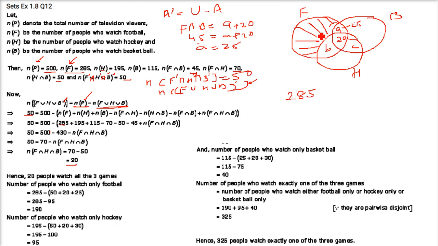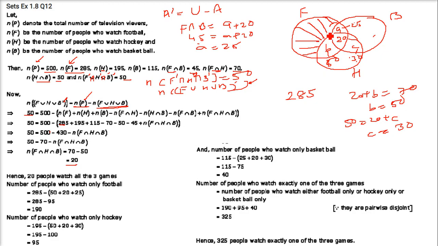Similarly, F intersection H is what? 20 plus B. And F intersection H is 70, so B will be equal to 50. Right? And what is C? B intersection H is 20 plus C. B intersection H is 50. So 50 is equal to 20 plus C. So what is C? It is 30.